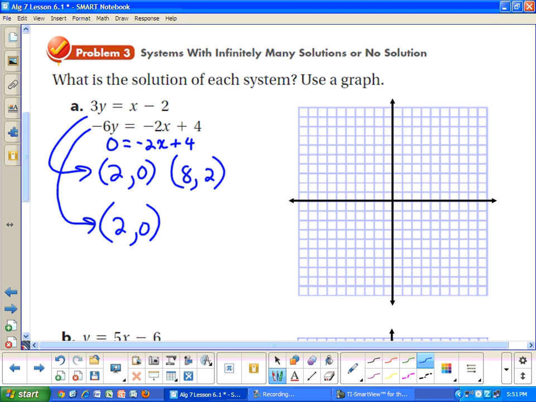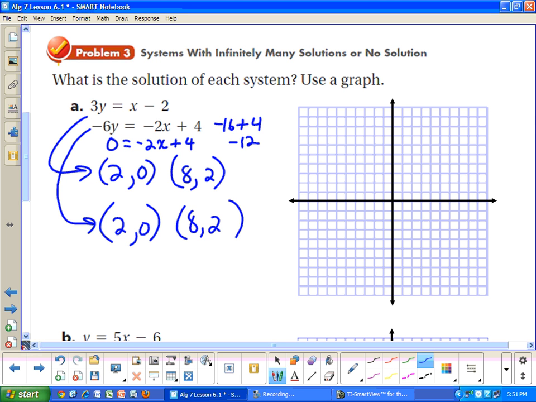Let's see, what else could we do here? Let's try that other point. I'm just kind of curious about this. What if x is 8? Negative 2 times 8 is negative 16 plus 4 is negative 12. Divided by negative 6 is 2. So they have two of the same points.